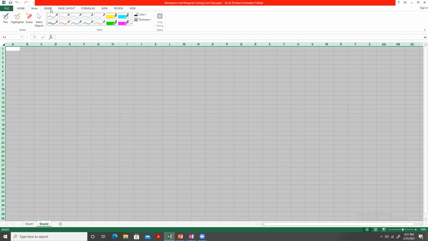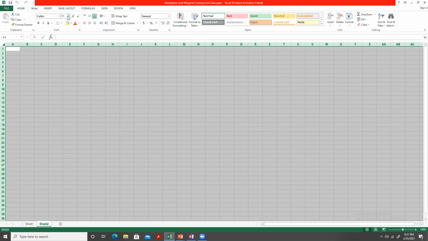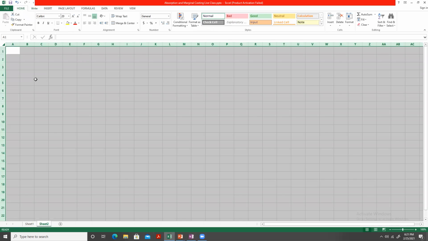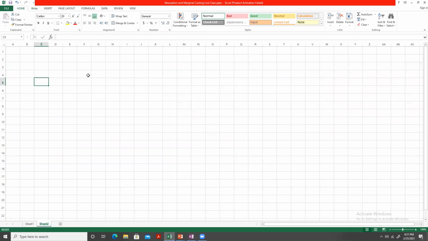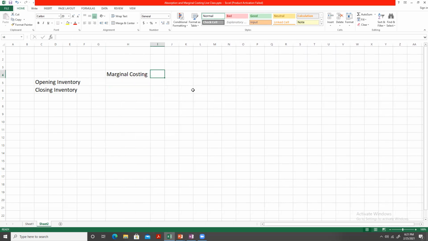As I told you, the difference arises because of two factors: the change in the inventory level and the overhead absorption rate. Marginal costing. Let me make a table in front of you that will help you understand things in a better way.